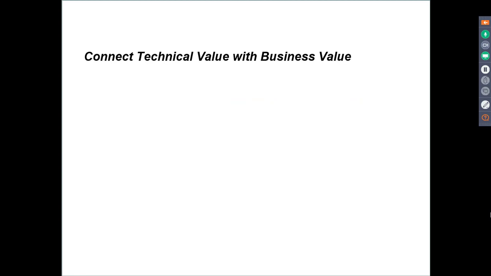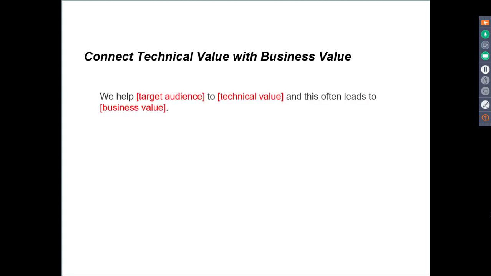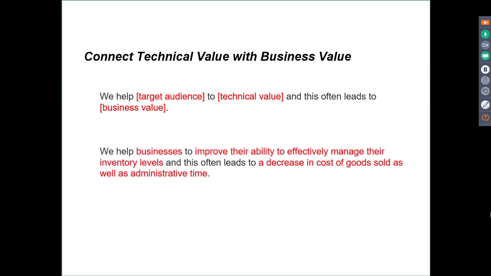The next one is to start to mix and match the different levels of benefits, connecting the technical value with the business value. We help target audience to technical improvement, and this often leads to business improvement. Let me show you what that looks like. We help businesses to improve their ability to effectively manage their inventory levels, and this often leads to a decrease in cost of goods sold as well as administrative time. It's a little long, but if you were worried about the other one being too short, there's definitely some meat there. So it's another option for you.